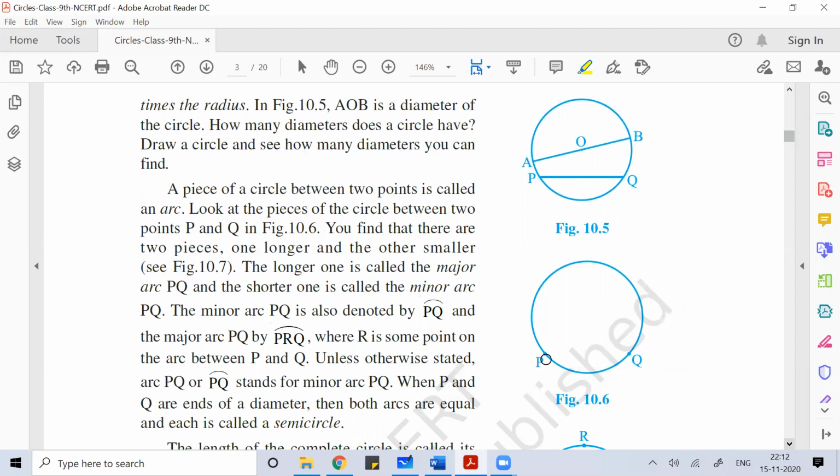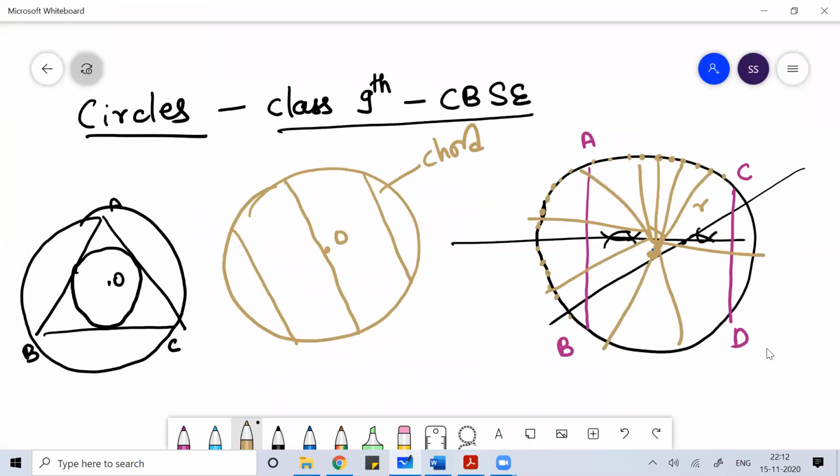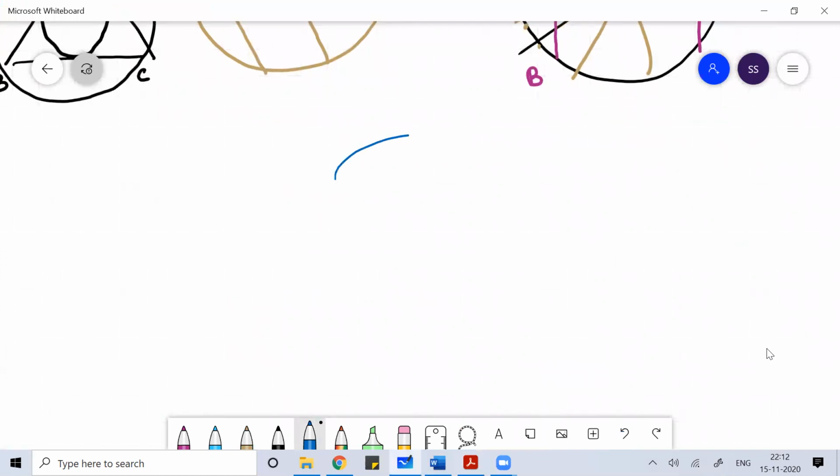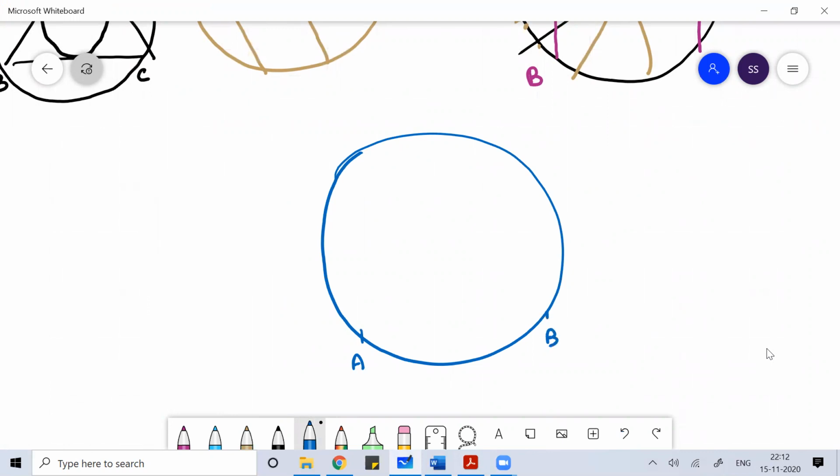So here you can see this length from P to Q. This is called the minor arc. The smaller length is called the minor arc, and the bigger length is called the major arc. So here if you draw a circle like this, this length from A to B is called the minor arc, and the other length is called the major arc. Okay, so you understood this.